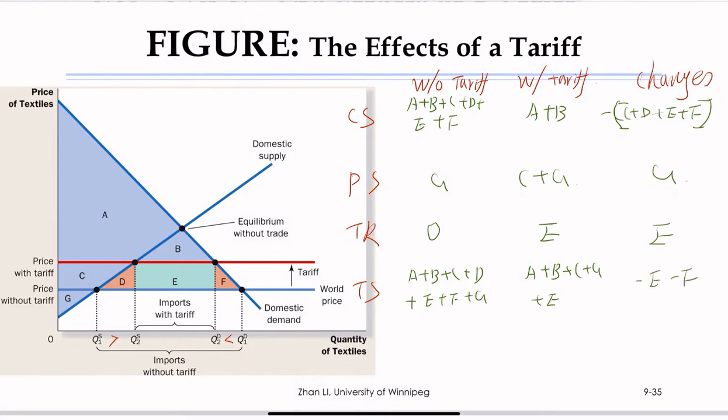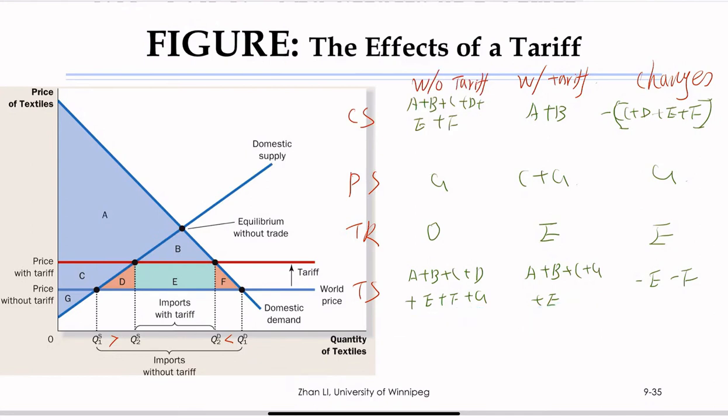How do you see this? Well, you would just look at these three terms, and if you sum them up, you will get minus D minus F. You could also compare the total surplus without a tariff and the total surplus with a tariff. So you will see that again, the total surplus decreases by D and F.